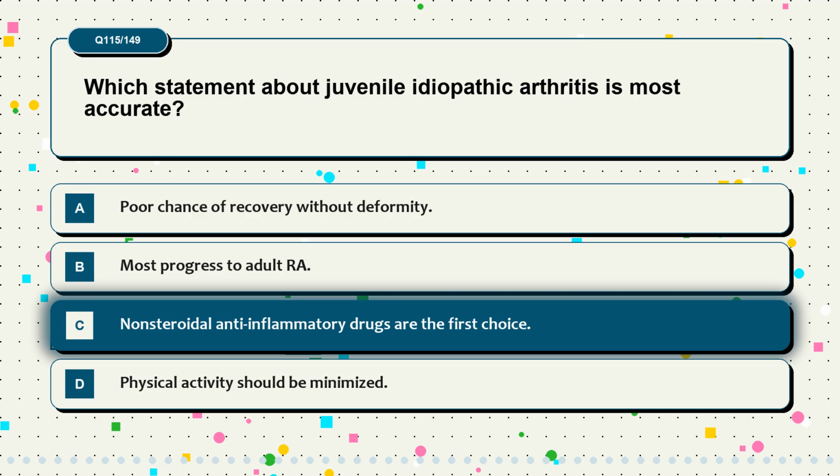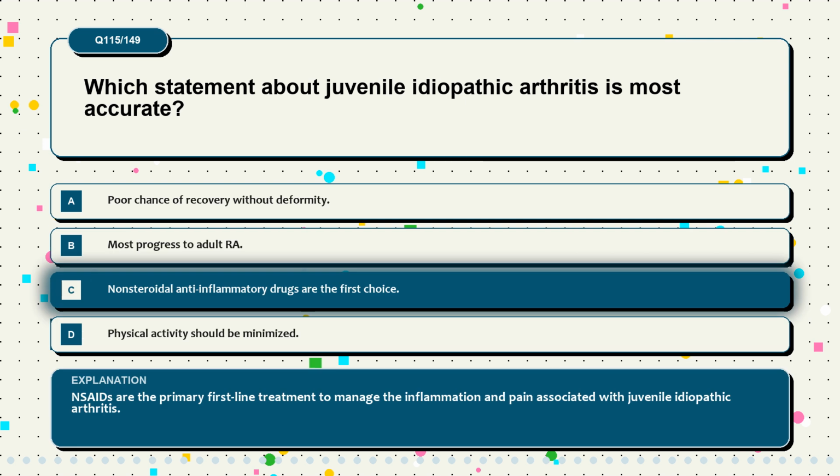The correct answer is option C. Non-steroidal anti-inflammatory drugs are the first choice. NSAIDs are the primary first-line treatment to manage the inflammation and pain associated with juvenile idiopathic arthritis.